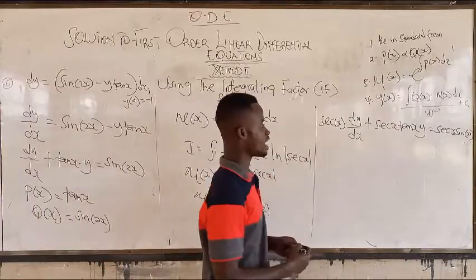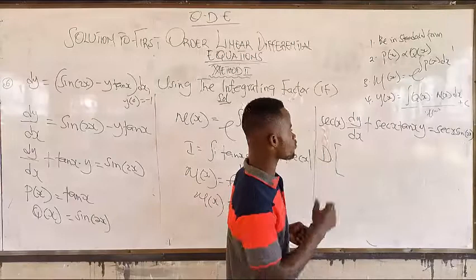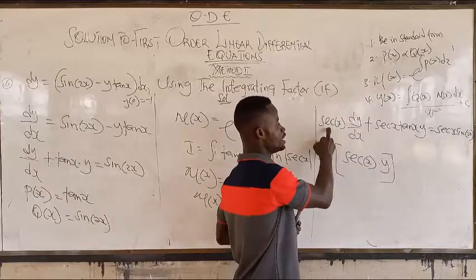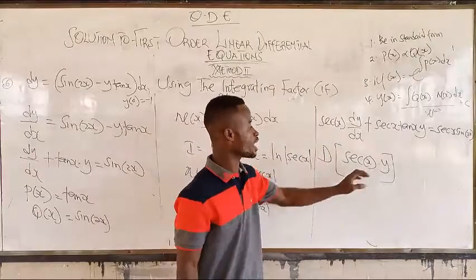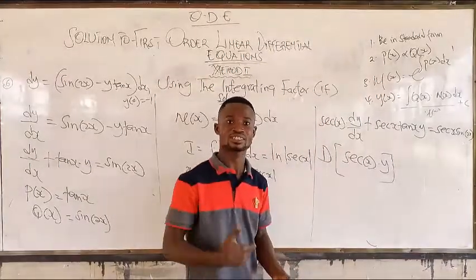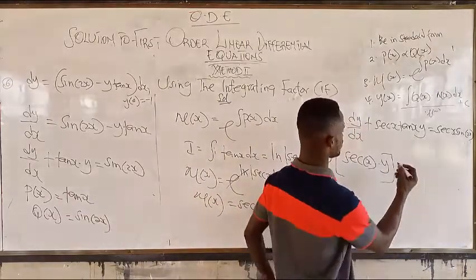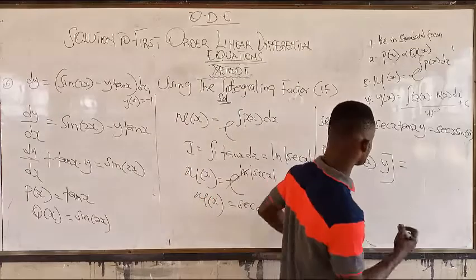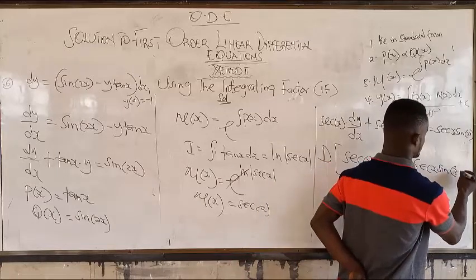Now that you have the integrating factor here, this left hand side is coming from the derivative of sec x times y. You leave this and differentiate the y to get dy/dx, so the first function is sec x and the second function is y. I'm doing it without the formula, and in case you don't memorize any formula, you can go by this and you're going to get it. Then we write sec x sine 2x.